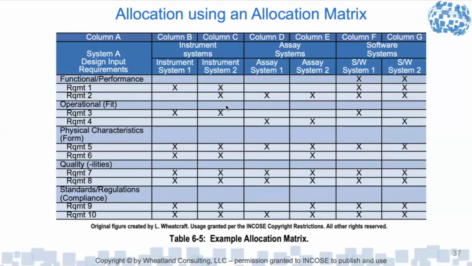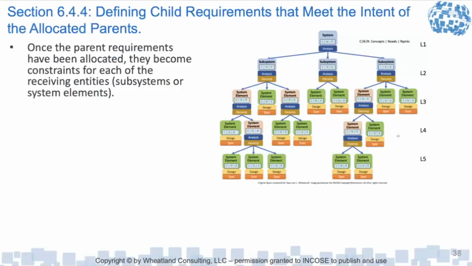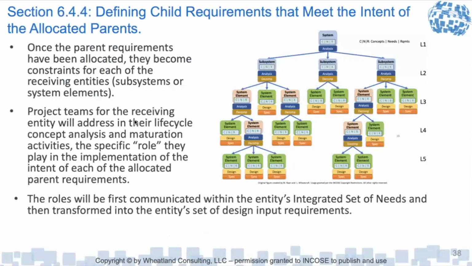But then you also have to do an assessment. In doing that, do you have to interact with one of the other architectural elements? And if so, then you also have to assess what that interaction is and include interface requirements with that other part entity. So once the parent requirements have been allocated, they become constraints for each of the receiving entities, and the project teams that receive those allocated requirements will address what that means to them, what is their specific role they play in implementation of the intent of the allocated parent requirements, and then the roles are first going to be communicated within their needs and then transformed into the design input requirements.